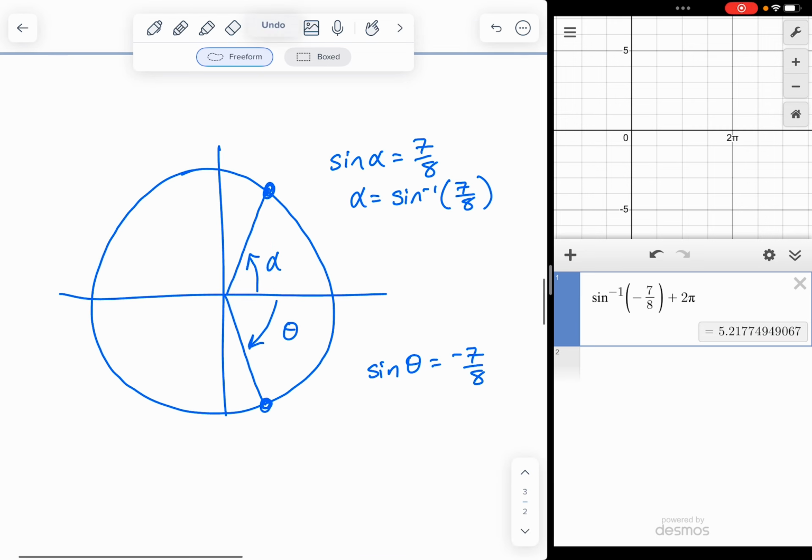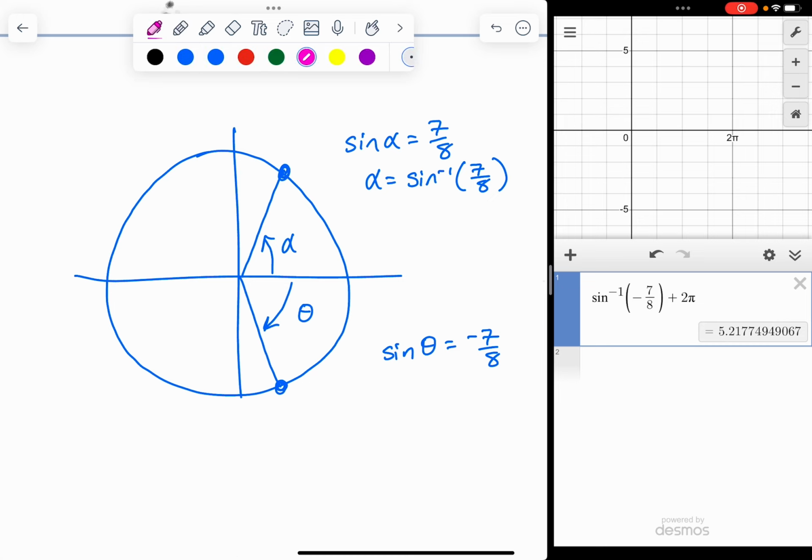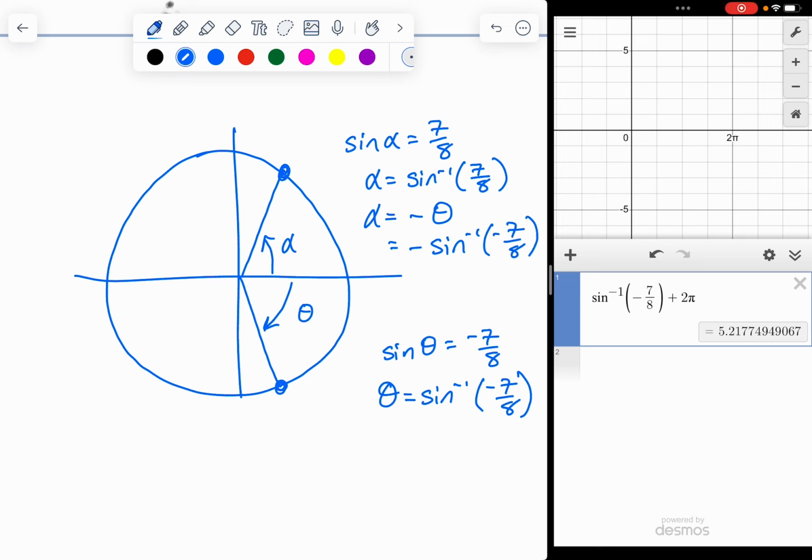Go away. There it goes. Sorry, you guys. There we go. Okay. I can either call alpha inverse sine of positive 7/8, or I could say that alpha would be equal to the negative theta. Well, what was theta? Theta would be the inverse sine of negative 7/8. And so I could say that alpha is equal to a negative sine to the negative 1 of negative 7/8. So both of those would work for that angle right there.